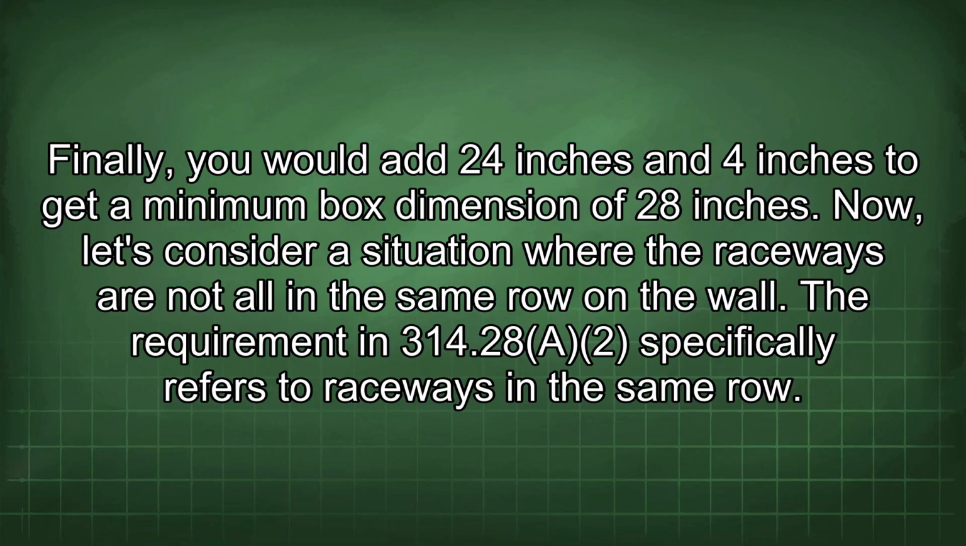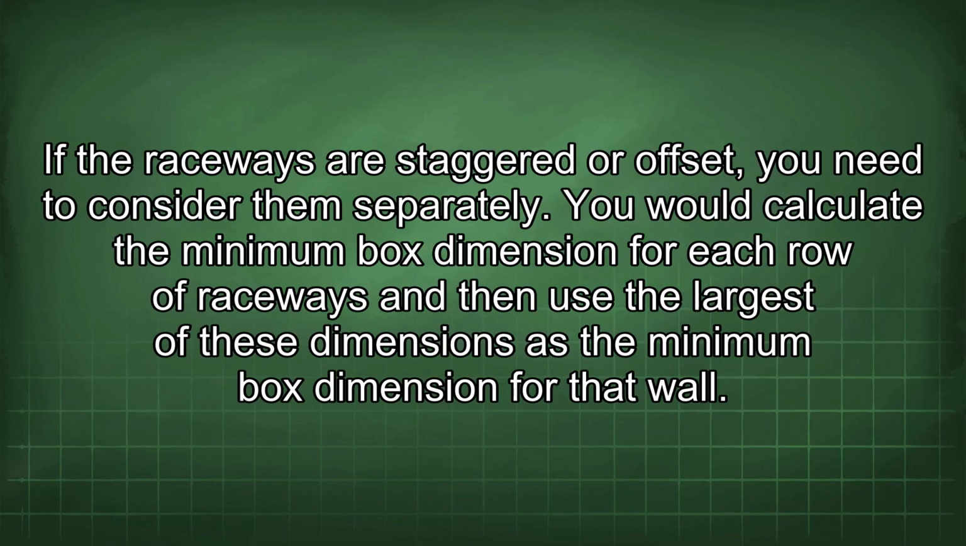Now, let's consider a situation where the raceways are not all in the same row on the wall. The requirement in 314.28(A)(1) specifically refers to raceways in the same row. If the raceways are staggered or offset, you need to consider them separately. You would calculate the minimum box dimension for each row of raceways and then use the largest of these dimensions as the minimum box dimension for that wall.